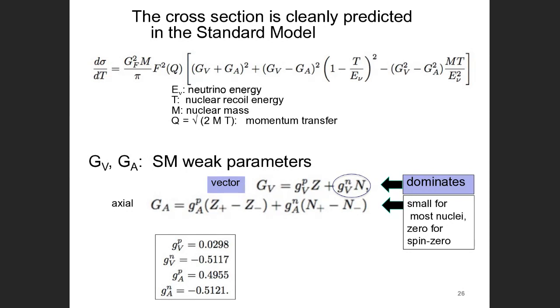Here's another way of writing the cross-section where I've written it out in terms of the standard model couplings. The vector coupling here is dominant. There's also an axial vector coupling if there are unpaired spins in the nucleus, but this is actually quite small for most nuclei because there are fewer unpaired spins than there are nucleons. For a spin zero nucleus, this one here is pretty much exactly zero.